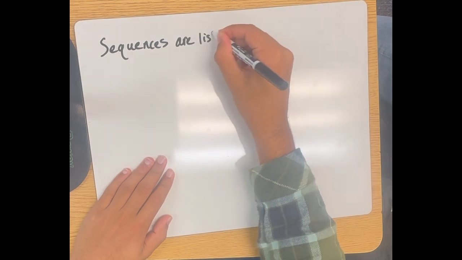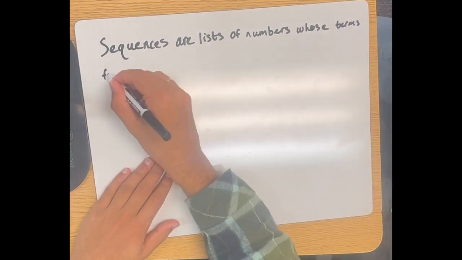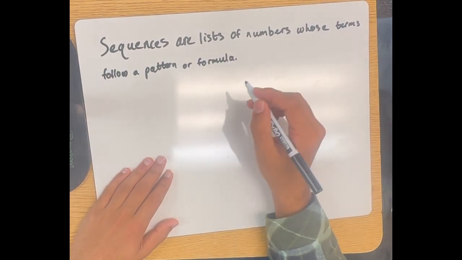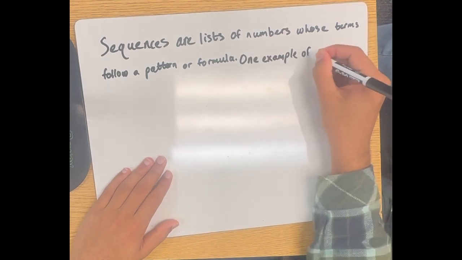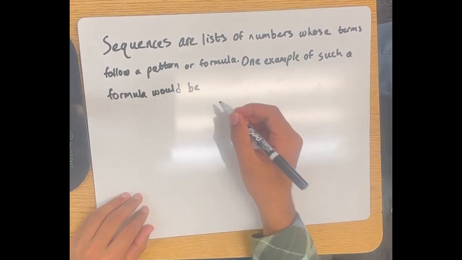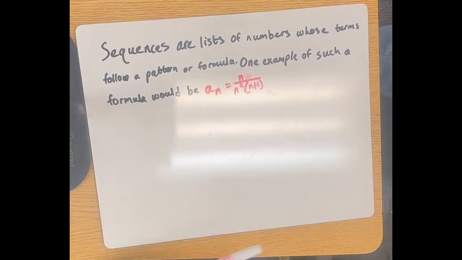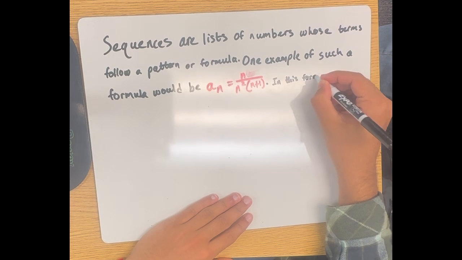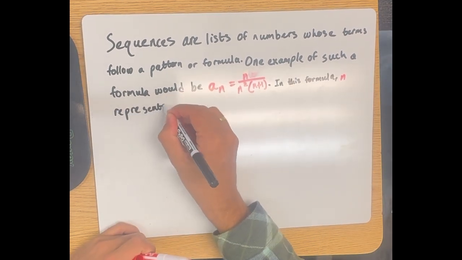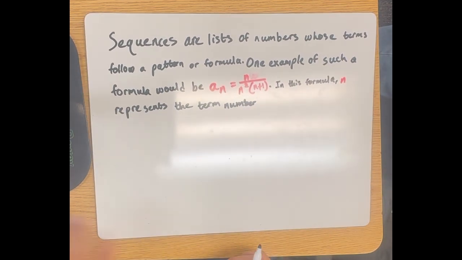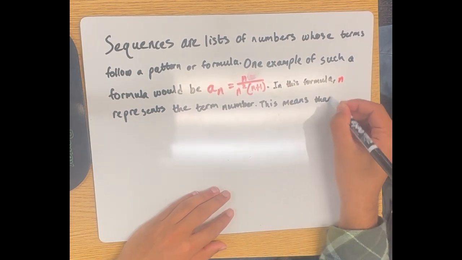So in essence, sequences are lists of numbers that follow a specific pattern, and that pattern can be expressed as a formula or a function. One example of such a formula would be a sub n equals n over n squared times n plus 1. In this formula, n represents the term number of the sequence.